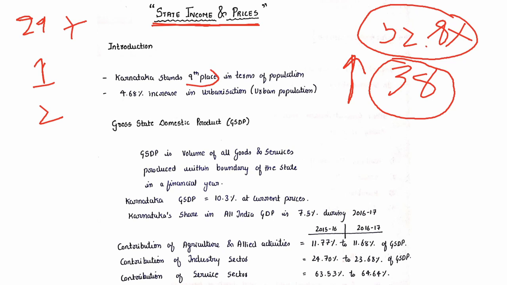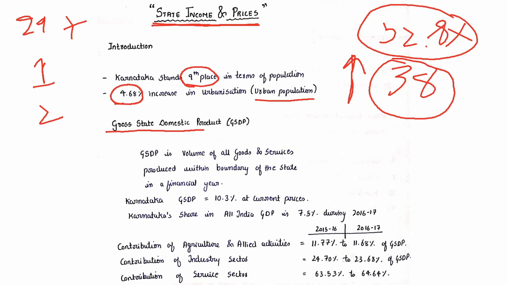Karnataka stands ninth place in terms of population and has a 4.68% increase in urbanization. That is, there has been an increase of 4.68% in urban population compared to last year. Let us start with some statistics.